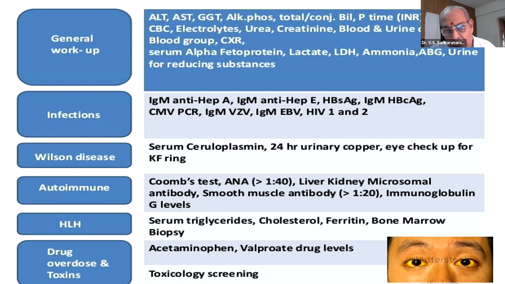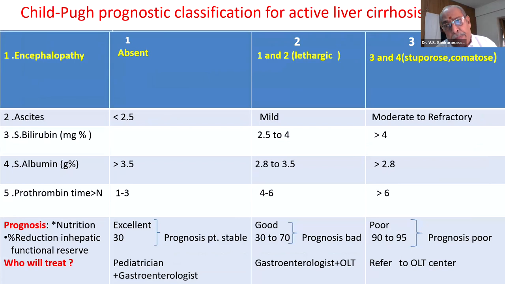And prognostic marker. I will take only 3 minutes. Prognostic markers, particularly if the child is not having encephalopathy, ascites is not there, serum bilirubin is also not much, and albumin is normal, prothrombin time is normal, nutrition is normal: good prognosis. A pediatrician can treat along with the consultation of gastroenterologists. We will help you.